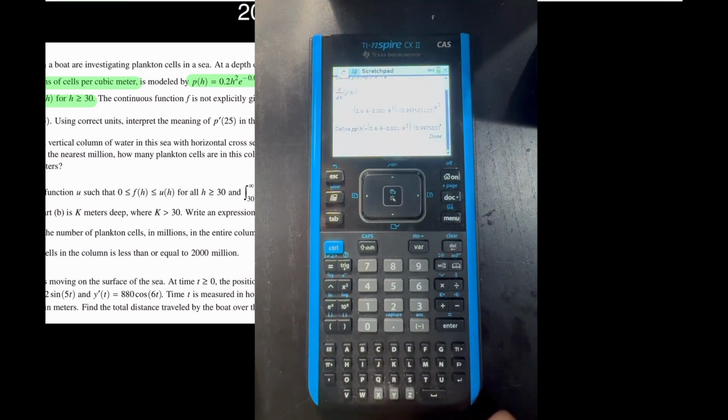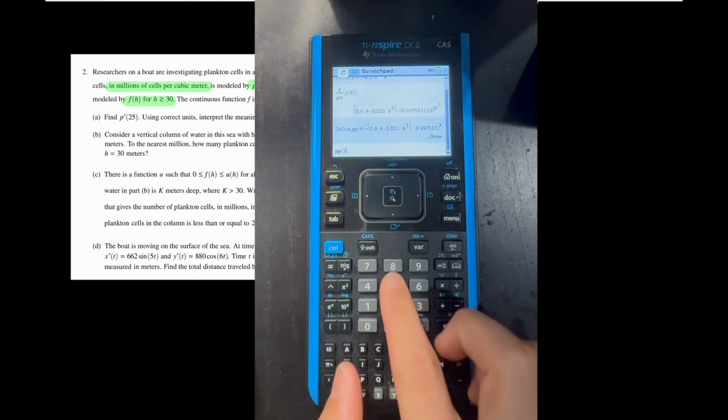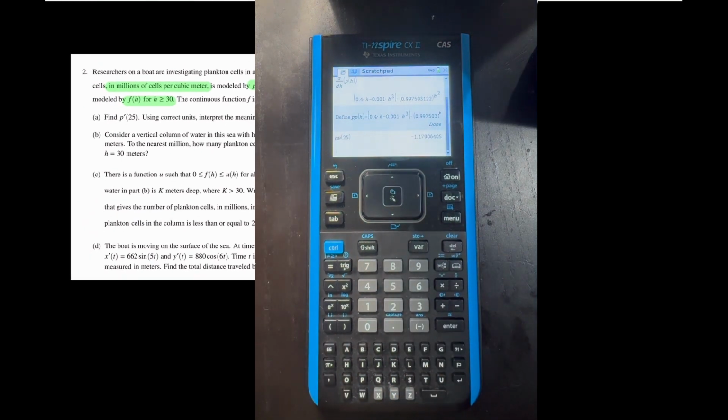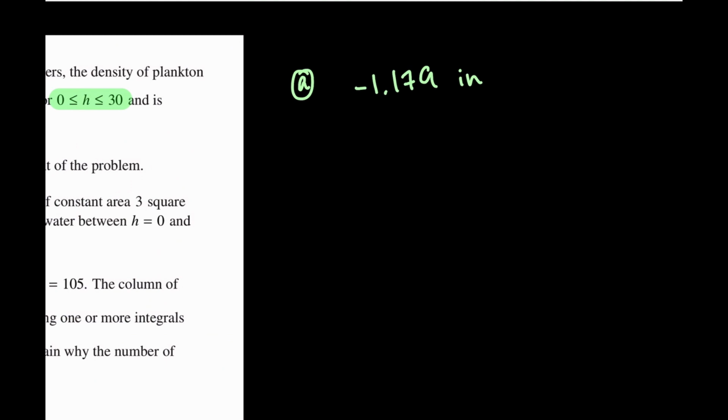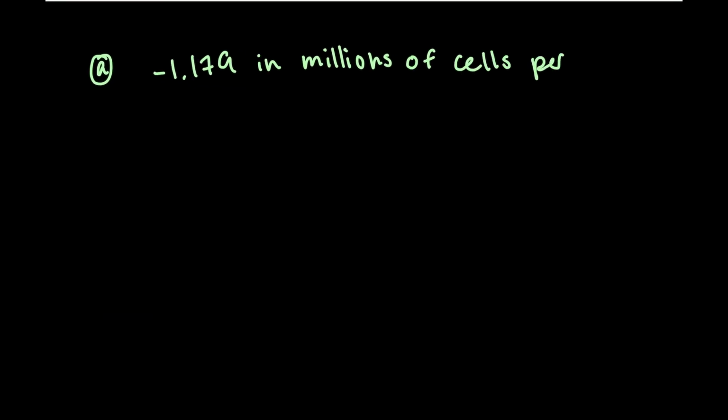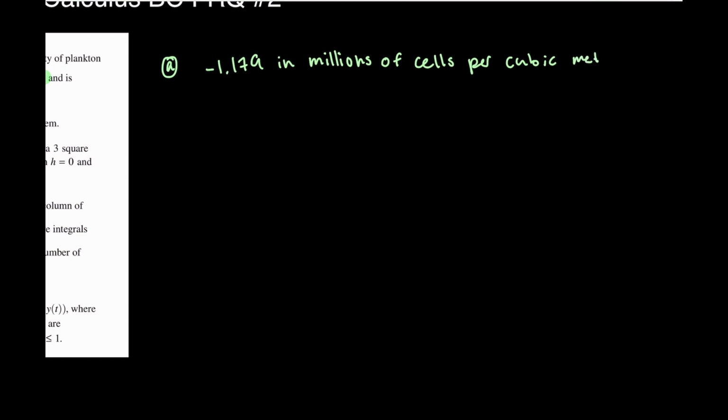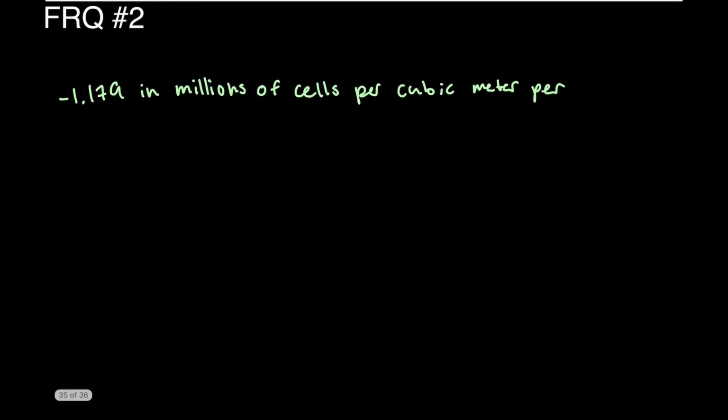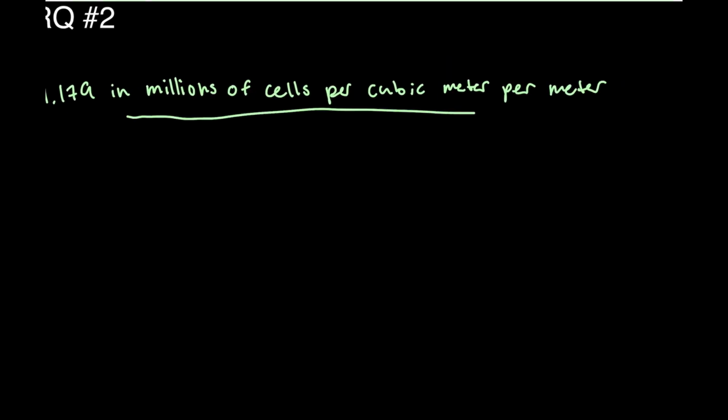Then I will plug 25 into the derivative to get an answer of negative 1.179. Then, to interpret this in context of the problem, it initially states that the units are in millions of cells per cubic meter, and because this is the derivative, we'll add an extra per meter.